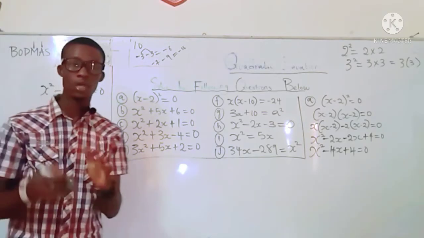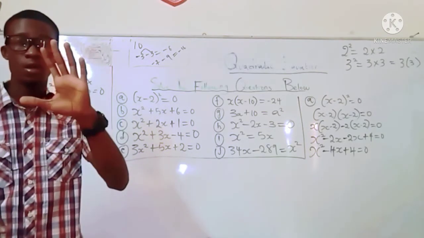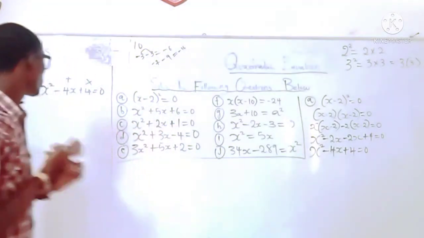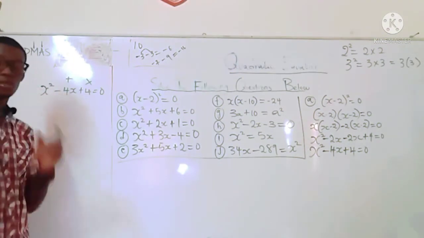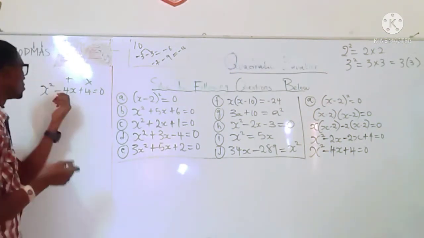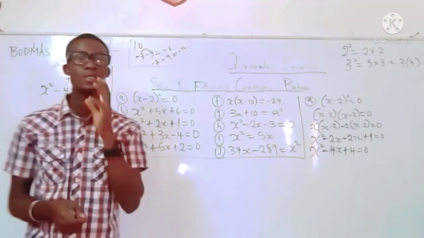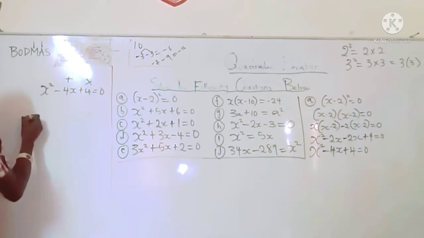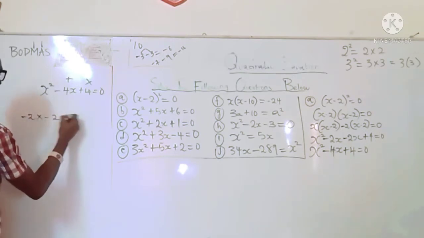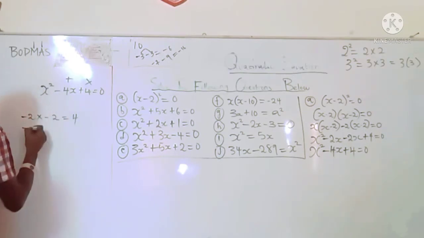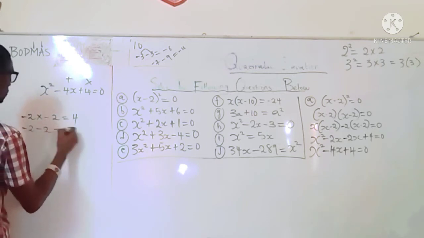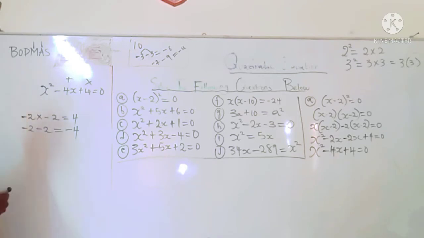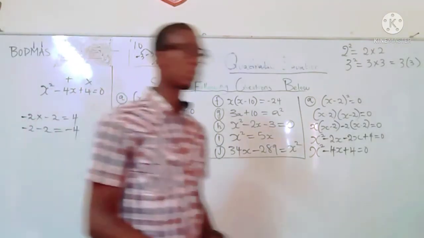So now I'm sure as you are watching these tutorials, you have already figured out the two numbers that when we multiply them, we should be getting 4, and when we add or subtract them, we should be getting negative 4. And those two numbers are negative 2. When we do negative 2 times negative 2, we'll be getting positive 4. And when we do negative 2 minus negative 2, we'll be getting negative 4. So that is just it, and that's what we're going to be using here.